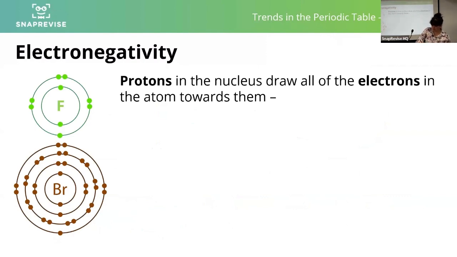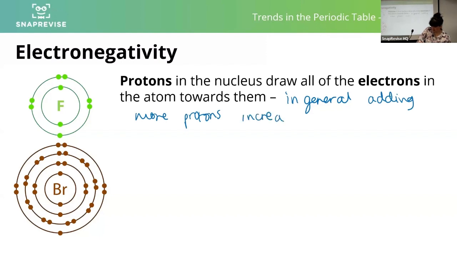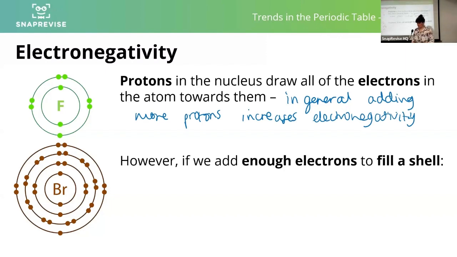So in general, and I'm saying in general because it's not an exact science, chemistry never is, adding more protons increases electronegativity. However, and we'll think about how that applies to the periodic table in a minute.